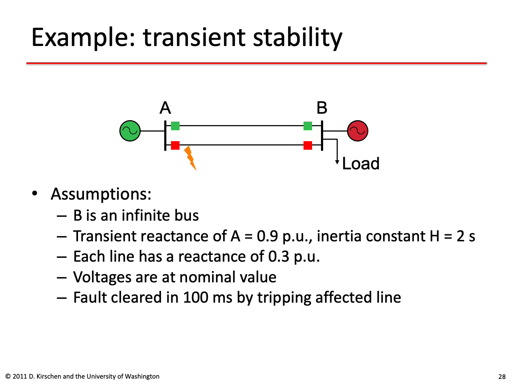Now, if we put all this data in a transient stability program, we find out that the maximum power that can be transferred from A to B that would not cause the whole system to become unstable is 108 megawatts. So if we allow A to sell more than 108 megawatts to the load at B, we risk an instability in case of a fault on one of the lines.